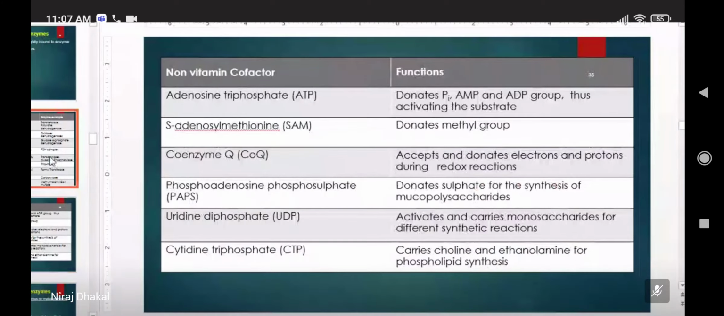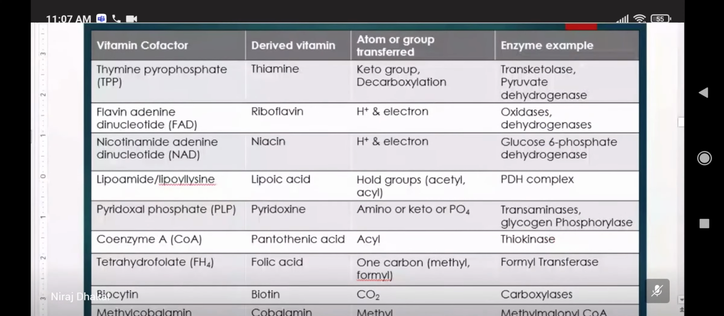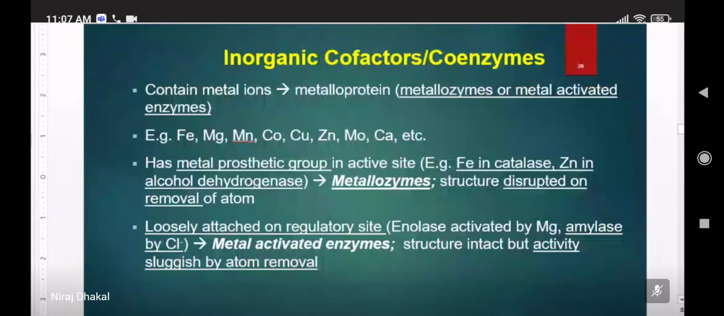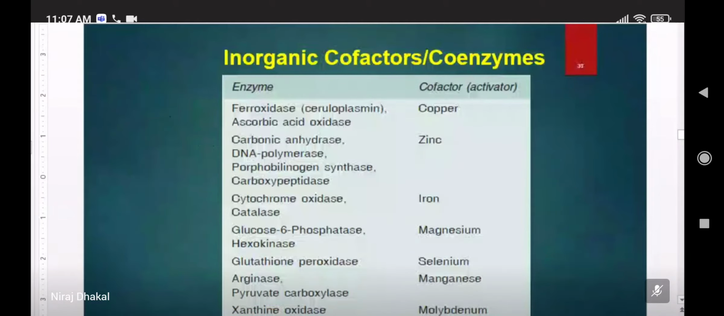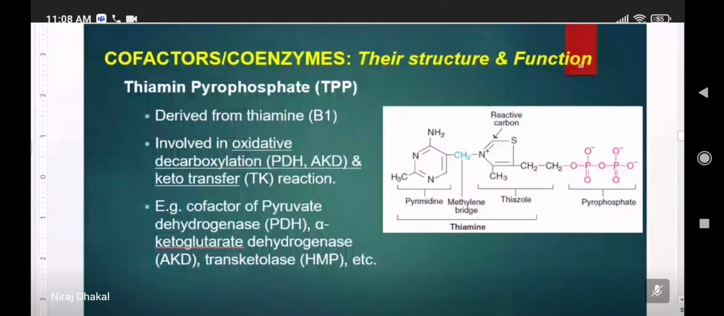So these are different cofactors and coenzymes that are involved in biochemical reactions, organic and inorganic cofactors. We were on the structure and function of cofactors and coenzymes. In this also we have completed some of the cofactors, their structure and function. So first is thiamine pyrophosphate. So thiamine pyrophosphate is the structure of TPP, which is derived from vitamin thiamine, which is vitamin B1.